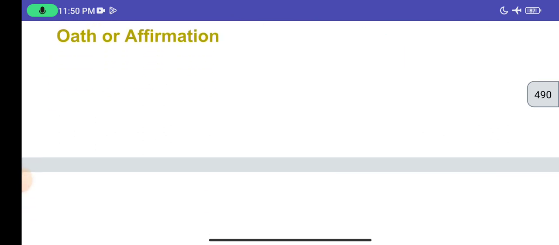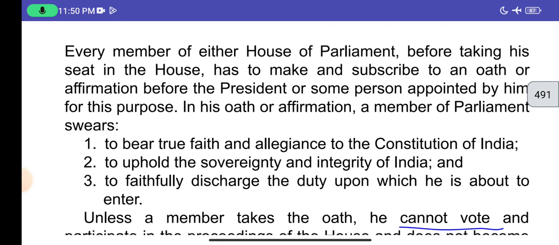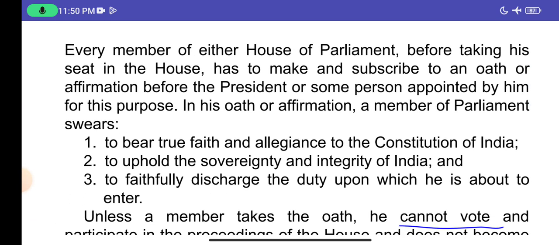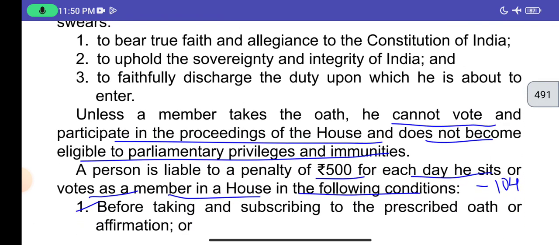Oath or affirmation. Every member of either house of Parliament, before taking his seat in the house, has to make and subscribe to an oath or affirmation before the president or some person appointed by him for this purpose. In his oath or affirmation, a member of parliament swears to bear true faith and allegiance to the Constitution of India, to uphold the sovereignty and integrity of India, and to faithfully discharge the duty upon which he is about to enter.